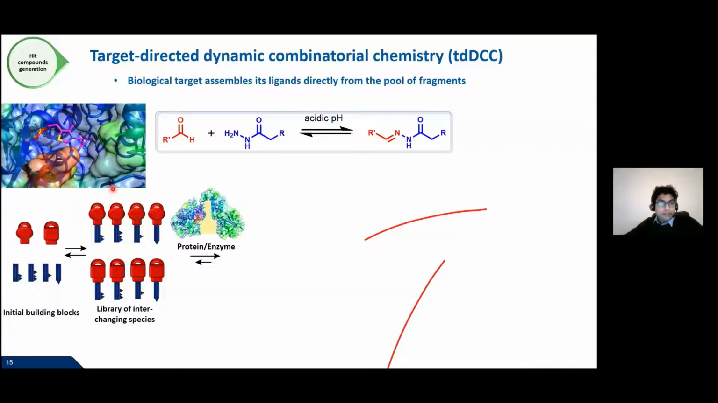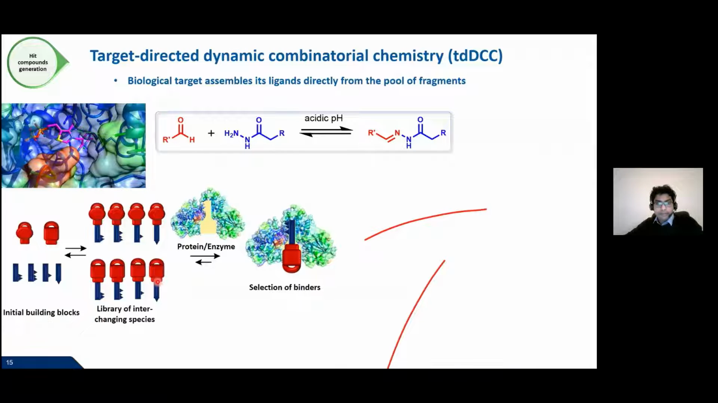So here is a nice example. This is a protein target, and you can see in pink there is this molecule. This molecule fits into this cavity, and this cavity is responsible for one biological function of this target. This target was from a bacteria. So what happens now? As I told you, this biological target forces this compound to form over all the other compounds.